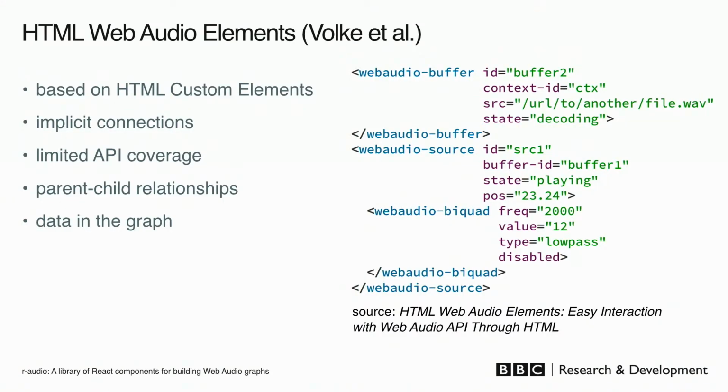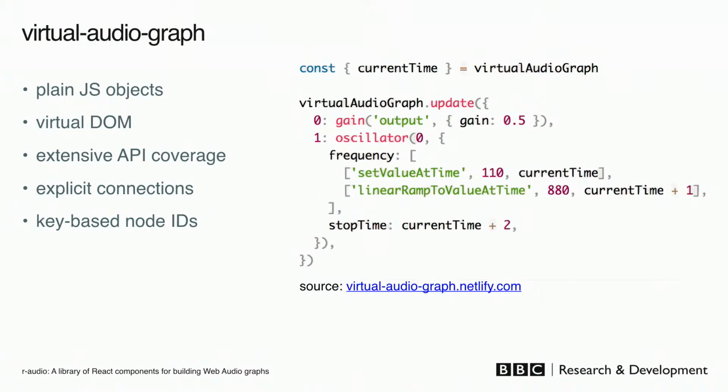So in the web audio world, there are some projects such as HTML Web Audio Elements. This was featured at a previous web audio conference. And these are basically based on HTML custom elements. You don't need to create connections explicitly, but there is a bit of a limited API coverage. And the other thing is that to create connections between nodes, you basically use this kind of parent-child relationship. But what if I wanted to connect that biquad filter to a completely different source or a different node somewhere else? I don't have a way to do that.